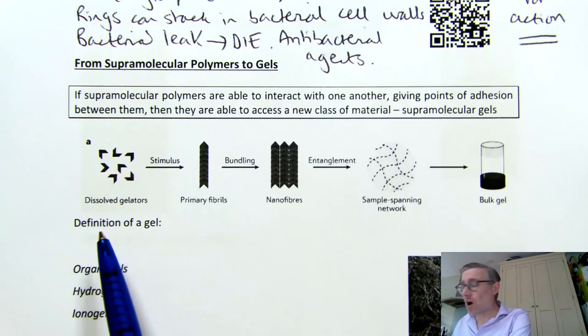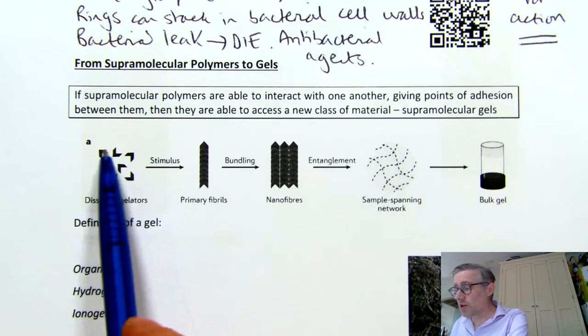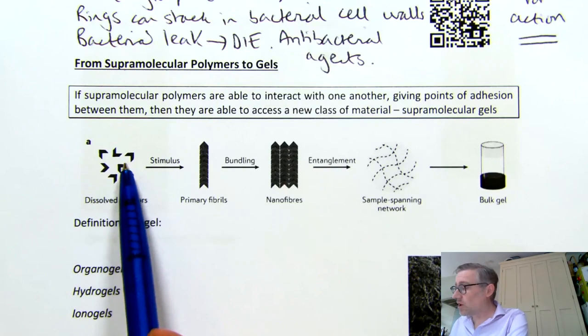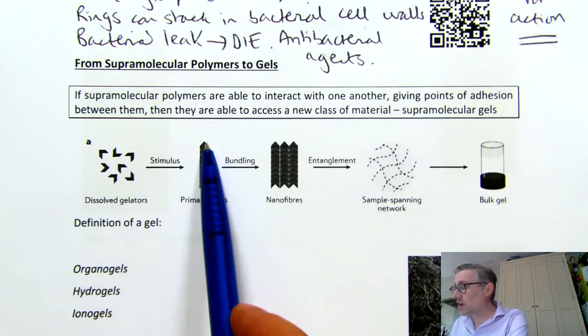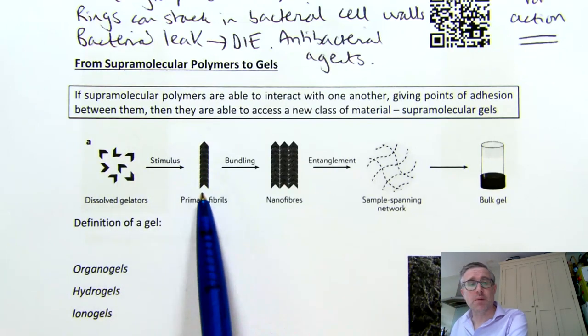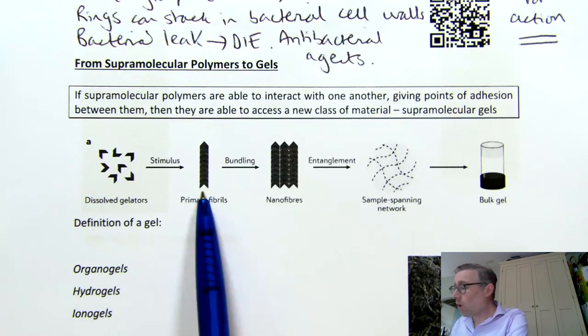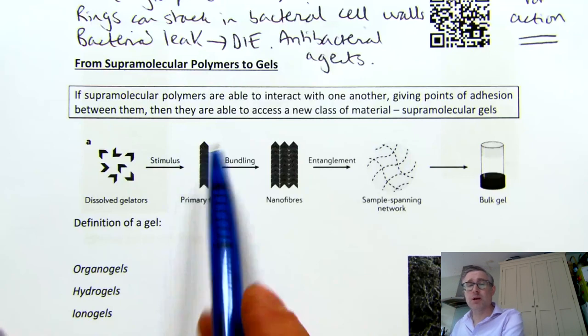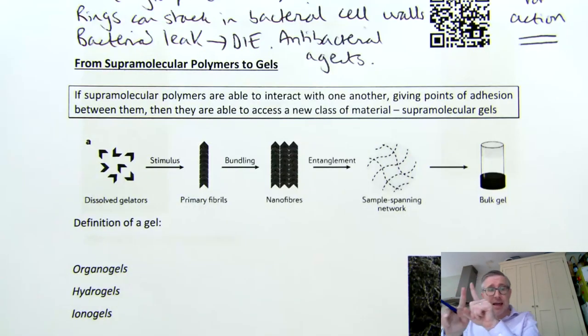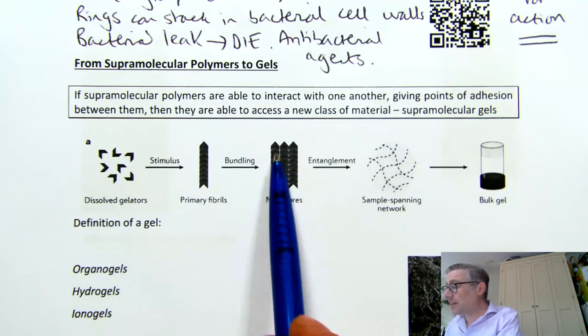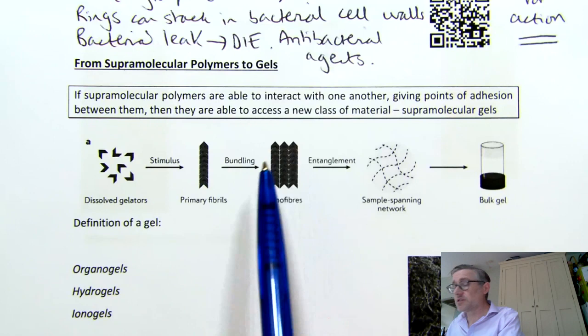So far we've described the idea that individual molecules can self-assemble through non-covalent interactions to form a supramolecular polymer, which we might call a primary fibril. What happens if those supramolecular polymers can begin to stick together? Maybe through van der Waals interactions or solvophobic interactions. Well, if they do, they'll form bundles.